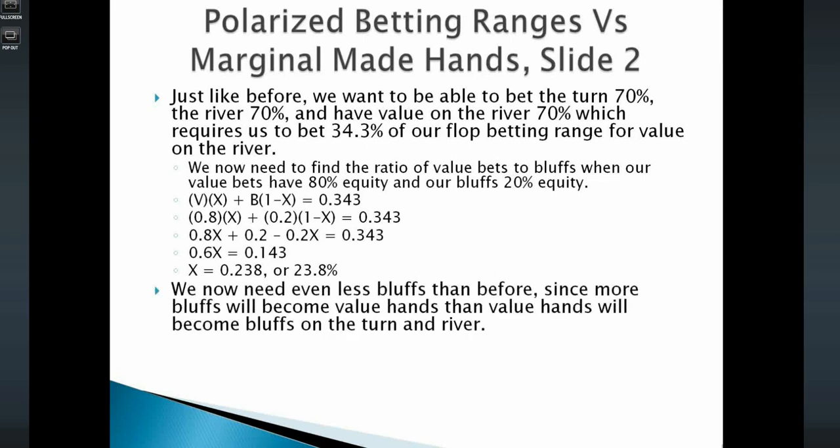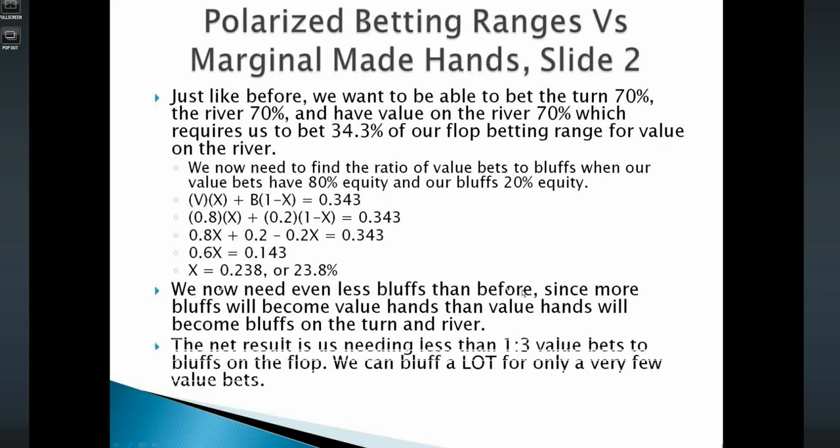We now need even less bluffs than before, since more bluffs will become value hands than value hands will become bluffs on the turn and river. The net result is us needing less than 1 to 3 value bets to bluffs on the flop. We can bluff a lot for only a very few value bets. So this should hopefully make some sense to you.